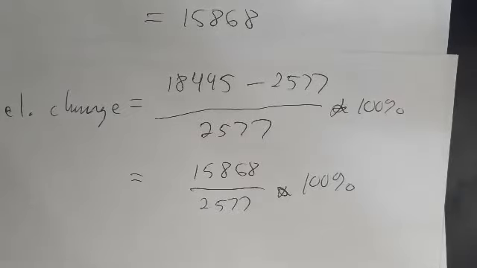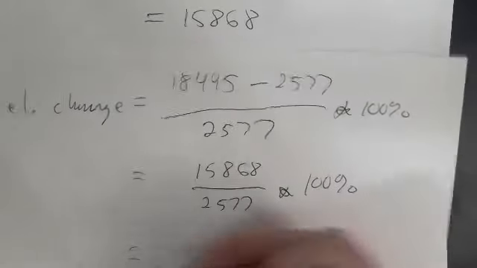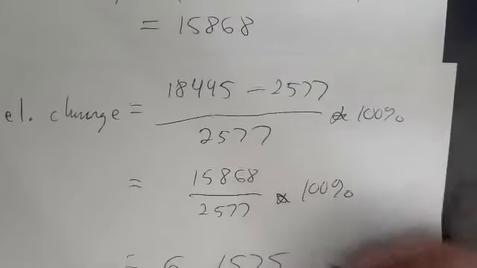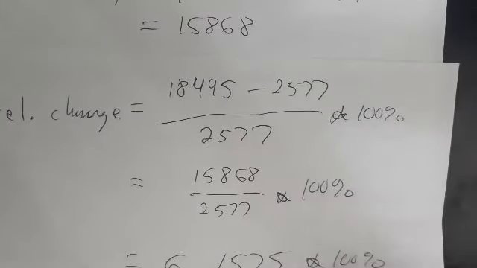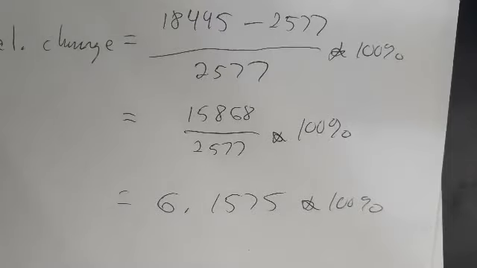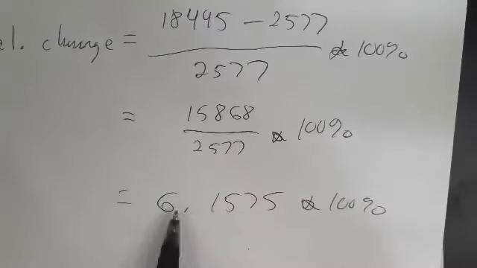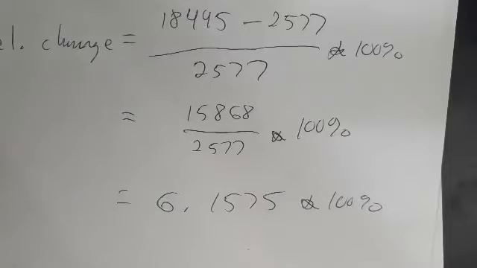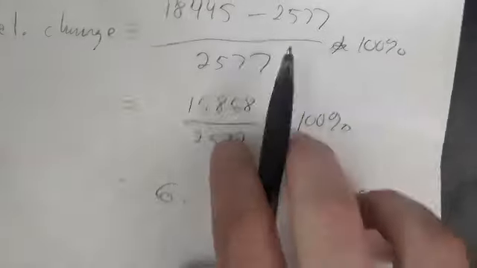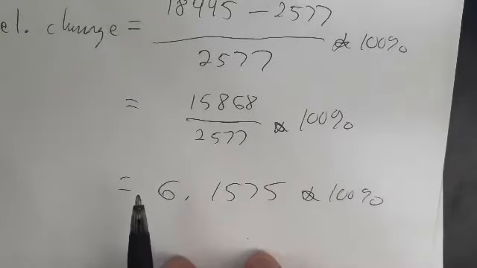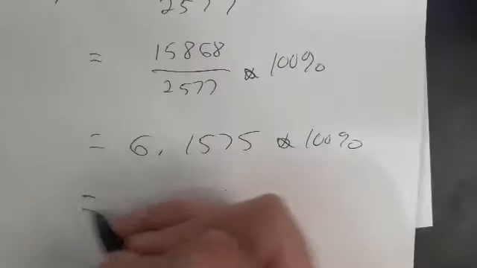Okay. So let me double check this, make sure I did it right in my notes. 15,868 divided by 2577 should give us something like 6.1575. And then I still need to convert this to a percentage. So you might notice that this is a larger number than this number. So we are getting something that is going to be above 100%. This thing is increasing by more than 2,000 to 25,000, right? So we're going to get something fairly large.